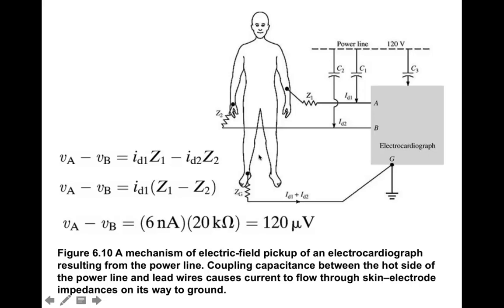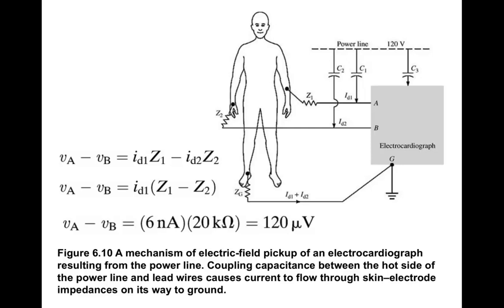Here's an example of how you can pick up 60 hertz noise from a power line. Usually the issue with power lines is capacitive coupling. So here would be your ECG measurement system. Here's your right leg that's connected to a common ground. If you are capacitively coupled, then what happens is you have these virtual capacitors that appear between the power line and the leads, and this causes what's referred to as a displacement current.